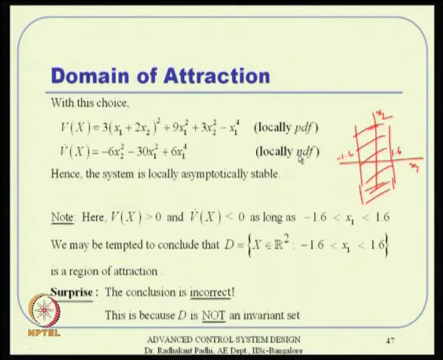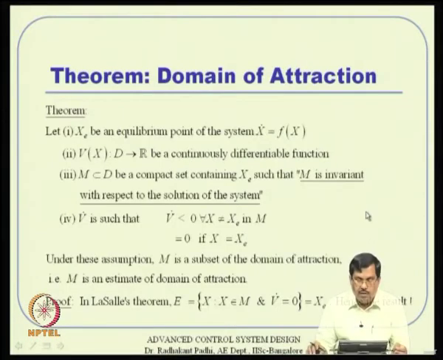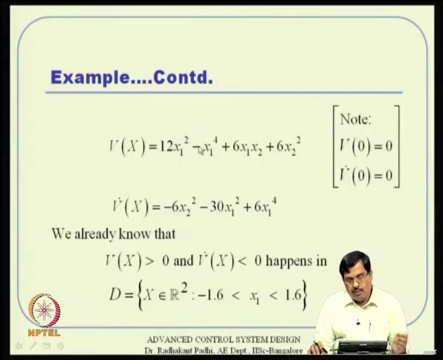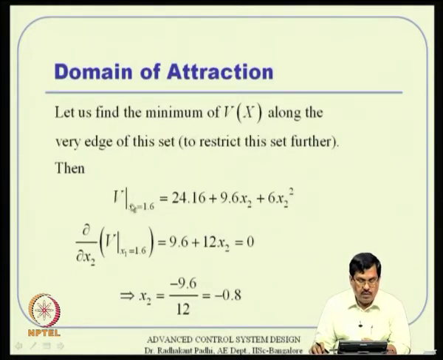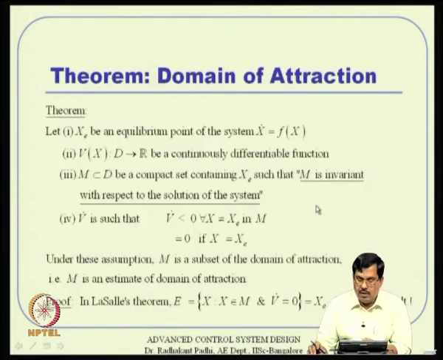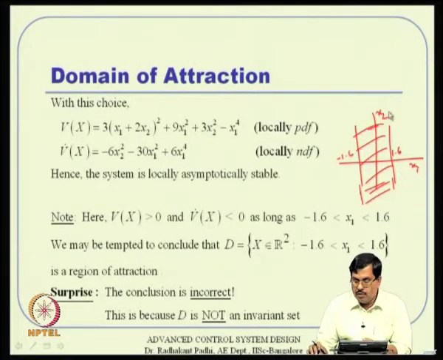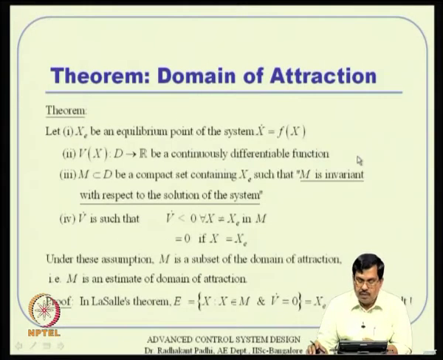Okay, we will continue with that example. In the example we are discussing, V and V dot happen to be like that, and V dot happens to be less than 0 as long as this condition is satisfied. Now, let us examine a little bit further. Take V of x like that and V dot is already like that. So, what we do here is let us consider x1 equal to 1.6, and x1 equal to minus 1.6 also later. So, we are examining this situation on the boundary line.